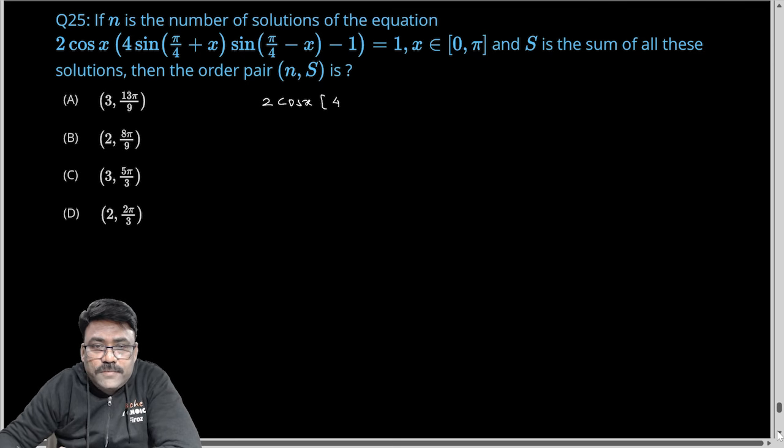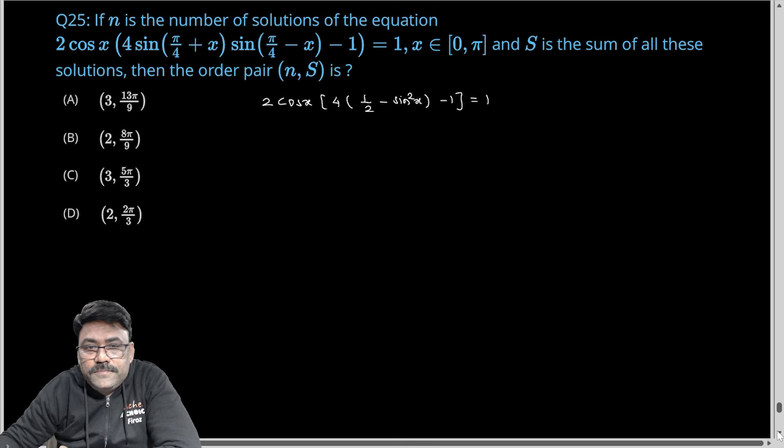Then 4 times sine of a plus b, sine of a minus b is sine square a minus sine square b. So sine square a is sine square pi by 4, which is half, minus sine square x, minus 1. And it is equal to 1. So now you are getting 2 cos x, 2 minus 1, 1. Minus 4 sine square x can be written as 1 minus cos square x.